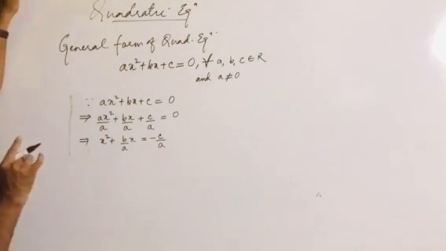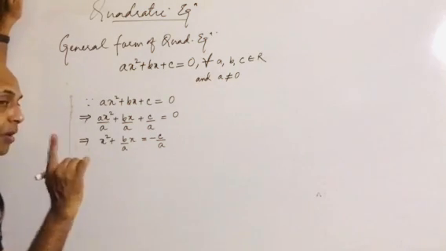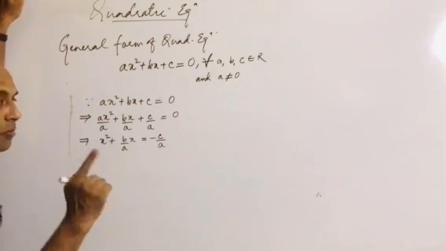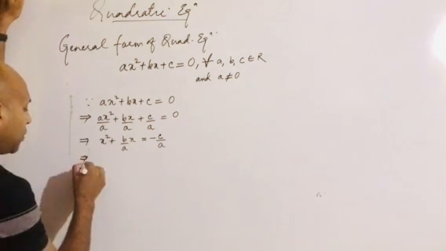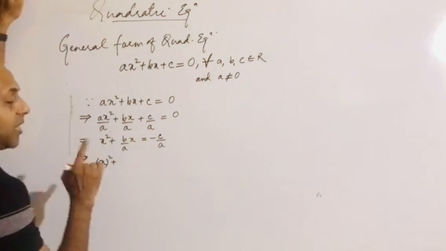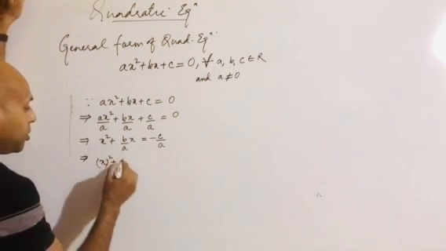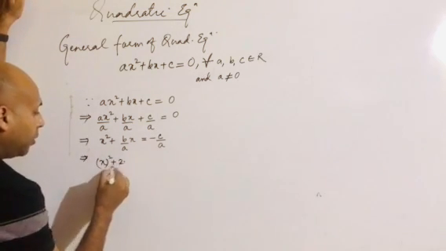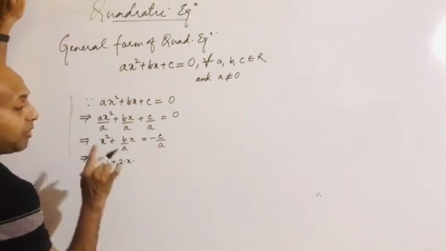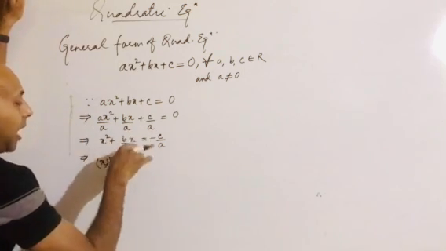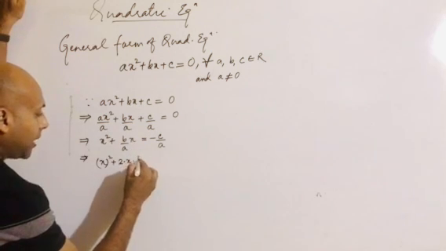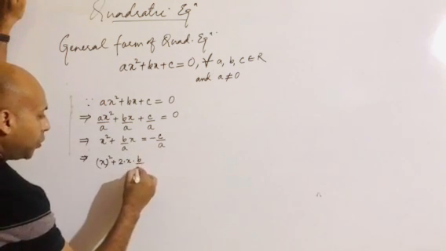The next step is to make the left hand side a perfect square. Children, you know the formula: a plus b whole square is a square plus 2ab plus b square. So this x square, I can write as x square plus, as in the formula we have 2ab, so 2 I am writing from my own, and the value of a is given as x. Now I need to put the value of b in such a way that after reducing I get this term which is b by a x. So can I write the term as b by 2a?